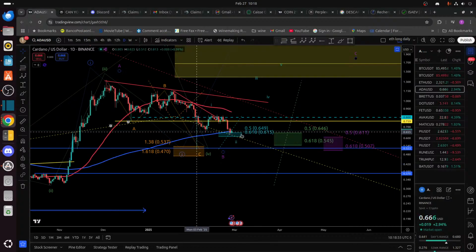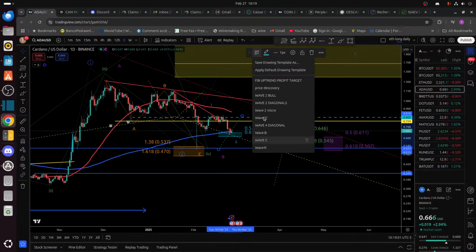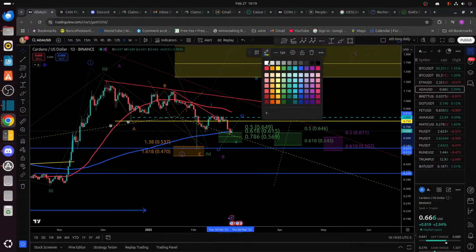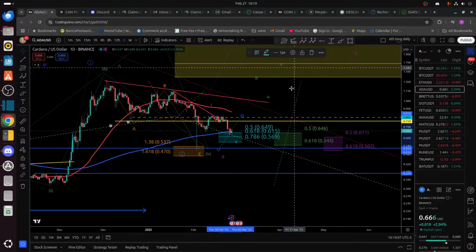Okay, so we have this scenario. I could add for Cardano the 0.786, because it can go as low as that. Let me change the color. And there you go.